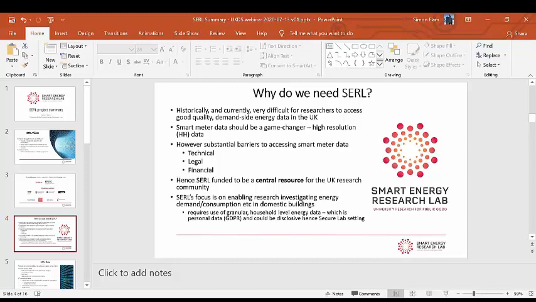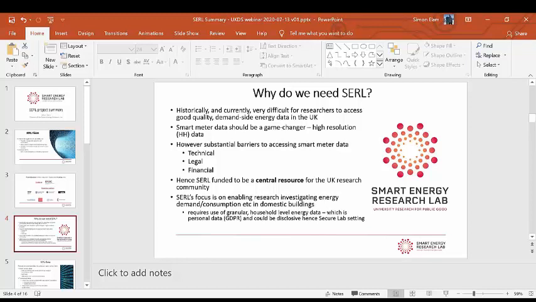And so that's why SERL was funded by EPSRC to be a central resource for the UK research community. They recognised that it would be very expensive, and a lot of duplication of time, effort and money, to build different portals if each university was looking to access smart meter data for its own projects. So a central resource made much more sense.